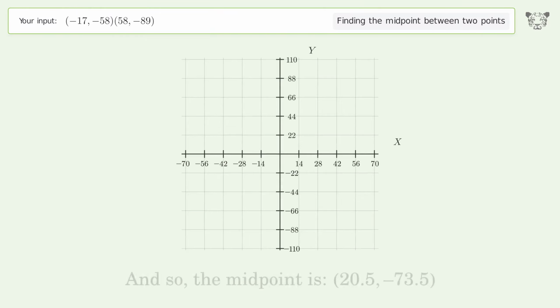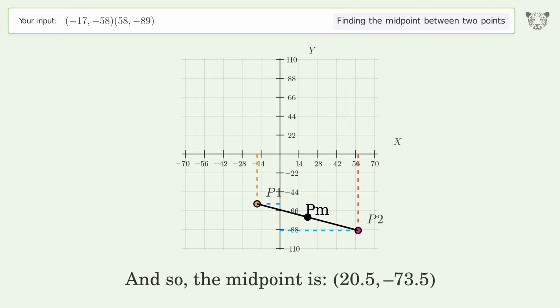And so, the midpoint is 20.5, negative 73.5.